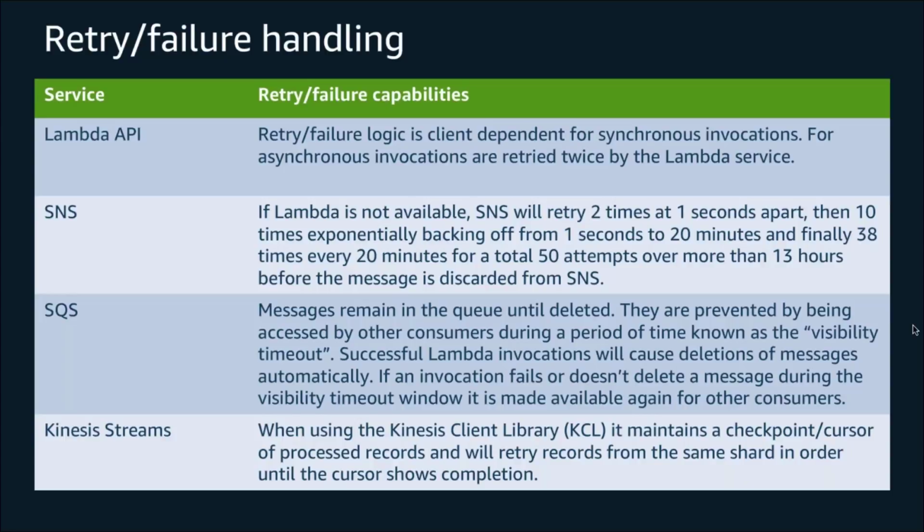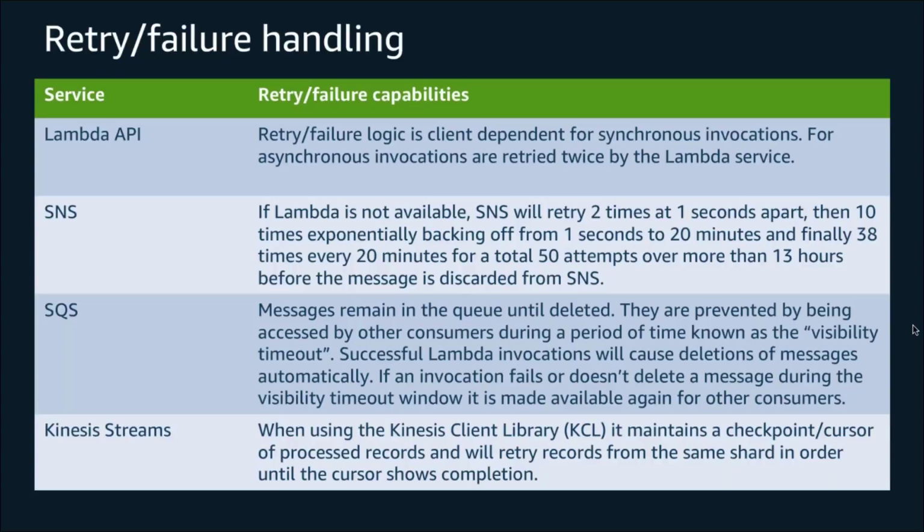Now with SNS, and this is taken directly from the SNS documentation, if the Lambda service is not available, SNS will retry 2 times at 1 second apart, then 10 times, exponentially backing off from 1 second to 20 minutes, and finally 38 times every 20 minutes, for a total of 50 attempts over more than 13 hours before a message is discarded from SNS. Now, going back to when we were talking about the persistence of SNS and the service itself, this is where that 13 hours metric came from.